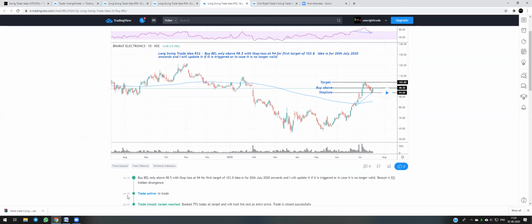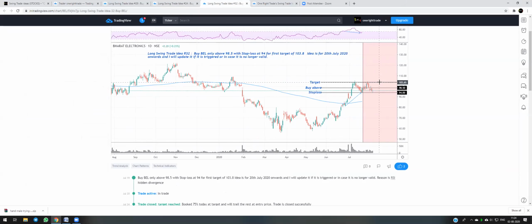This idea was for 20th July. We got the entry on the same day. See, it hit our target. We booked 75% position, and look what's happening with this stock right now. It came all the way down. It might go down further, I don't know, but I booked already. I booked the profits in this, and the rest 25% was at break even. On the next day, it got triggered.